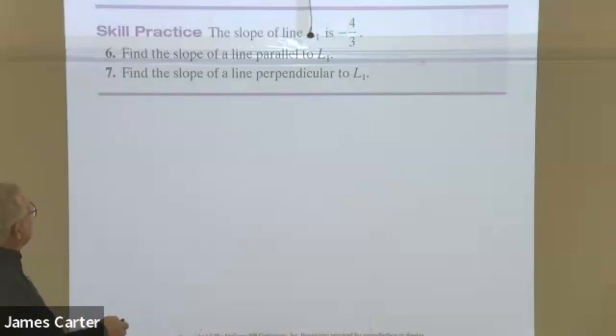In this case, the slope of a line is -4/3. That means it's going downhill left to right. Find the slope of one parallel. Well, it's going to be the same. Find the slope of perpendicular. Then it would be +3/4.